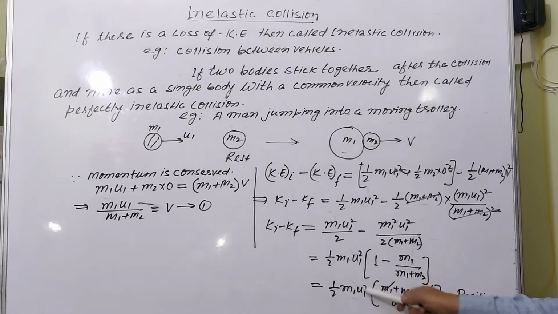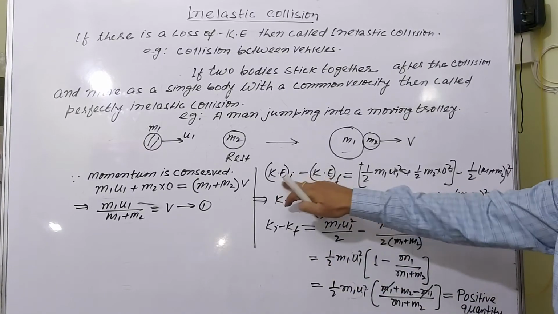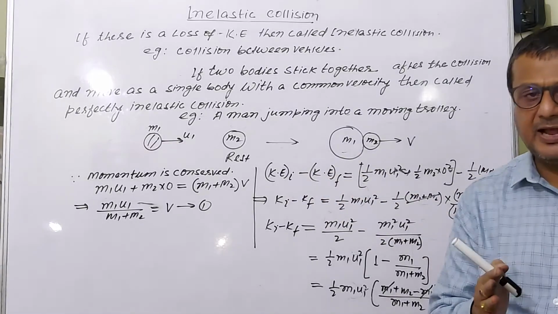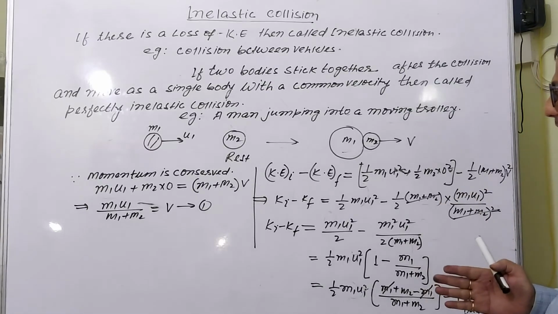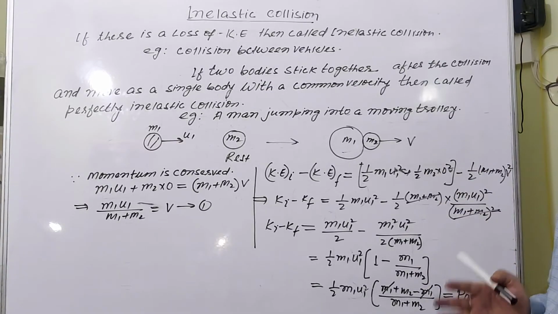This is a positive quantity because mass is always positive. u1 square is a square term, so it is always positive. m2 by m1 plus m2 is positive. All are multiplied, so we get a positive quantity. It means the initial energy is higher and the final is lower. There is a loss. So it proves that in an inelastic collision there will be a loss of energy.